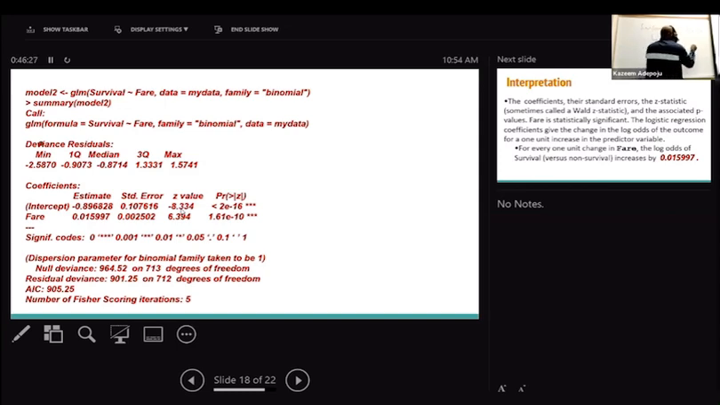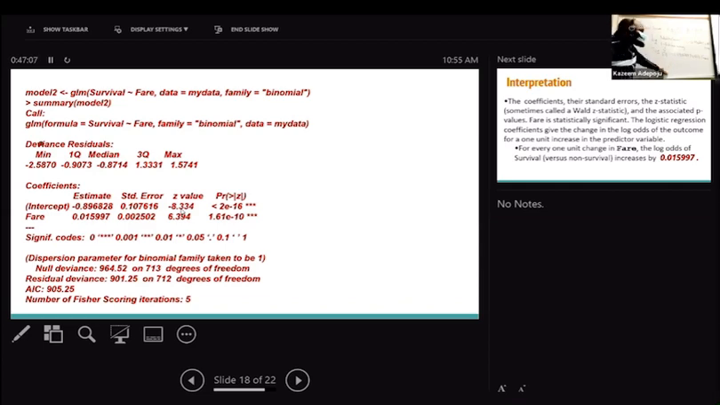Probability of not surviving equals, what is beta naught? Minus 0.896828 plus 0.015997 fare. Look at it. This is how to write logistic regression in logit form. At times, you can write this: y cap over 1 minus y cap equals minus 0.896828 plus 0.015997 fare. Now, this is writing logistic regression in logit form.